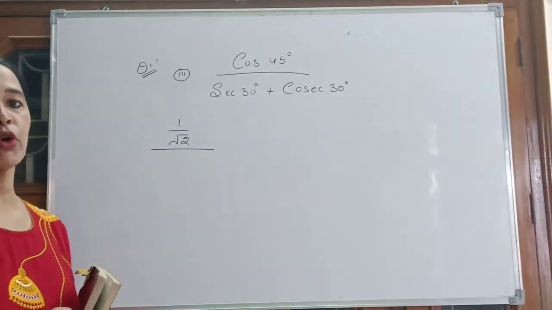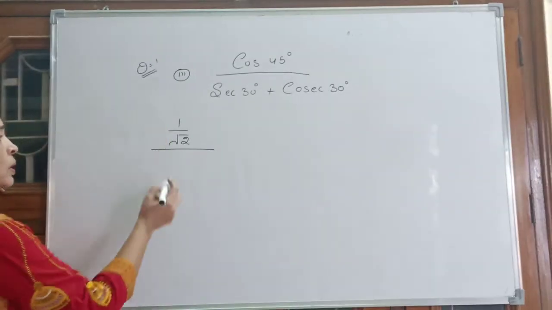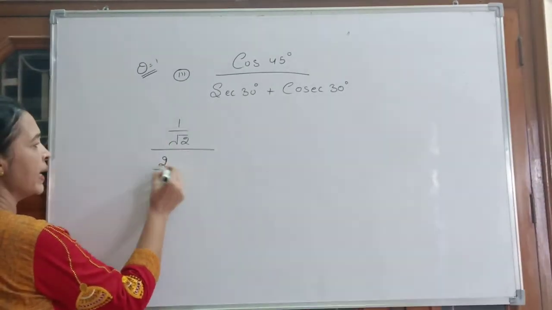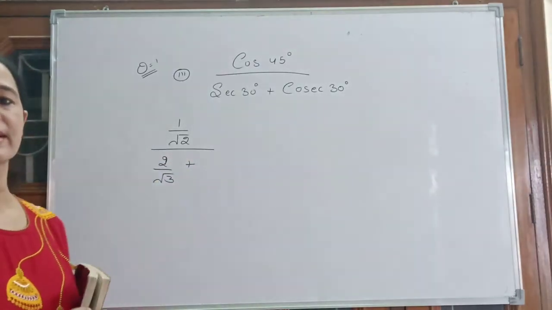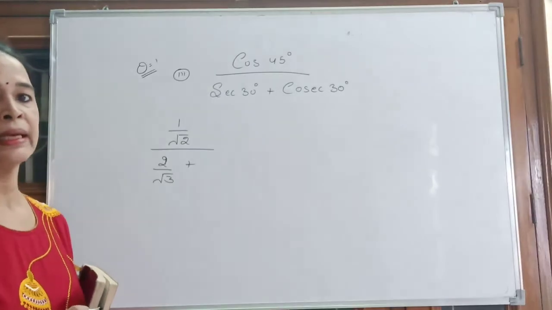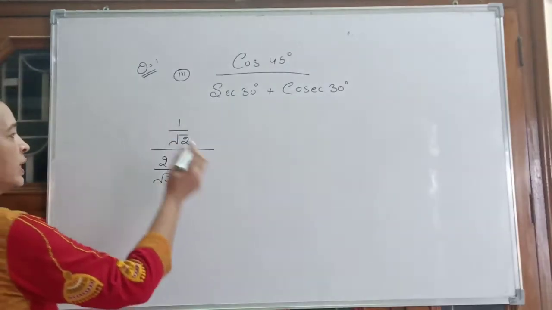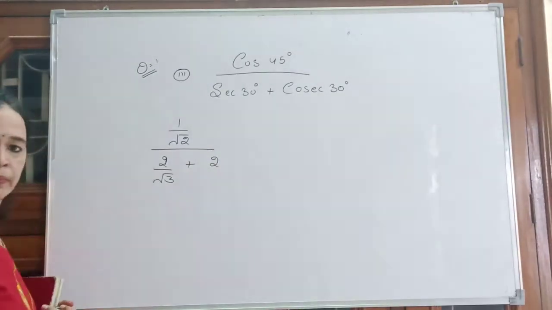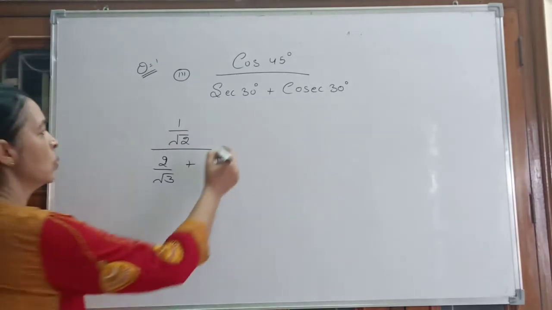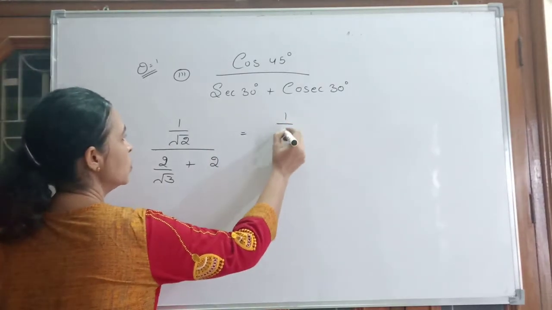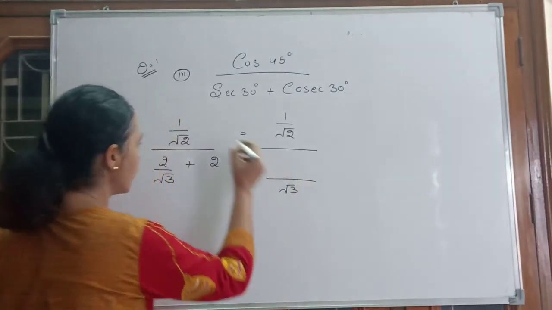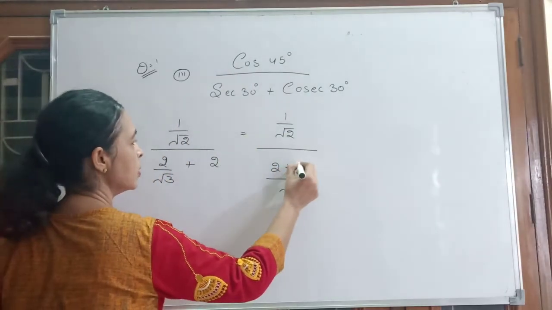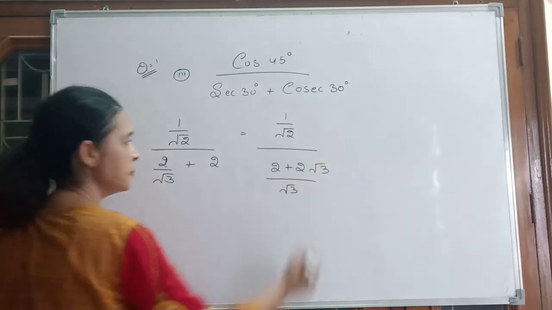What is the value of cos 30? Root 3 by 2. Then sec 30 will be 2 by root 3 plus cosec 30. Cosec is reciprocal of sine. Sine 30 is 1 by 2. Then cosec 30 is 2 by 1. You can write it as only 2. 1 by root 2 upon, take the LCM root 3. Here we get 2 plus 2 root 3.